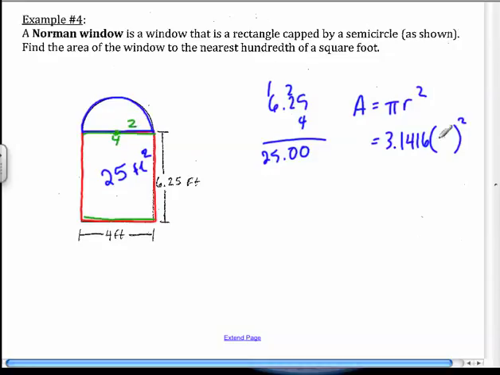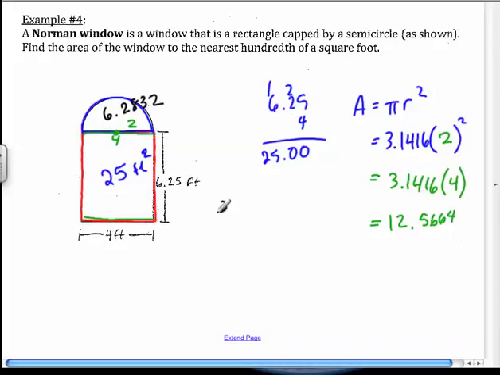Okay? So now I'm going to plug in 2, and I'm going to get 3.1416 times 4, because I squared the radius. I'm going to use my old trusty calculator, and I get 12.5664. All right, now that's the area of the whole circle. But we don't have the whole circle. We only have half of this circle. So I'm going to divide that by 2, and it gives me the area of that semicircle as 6.2832.